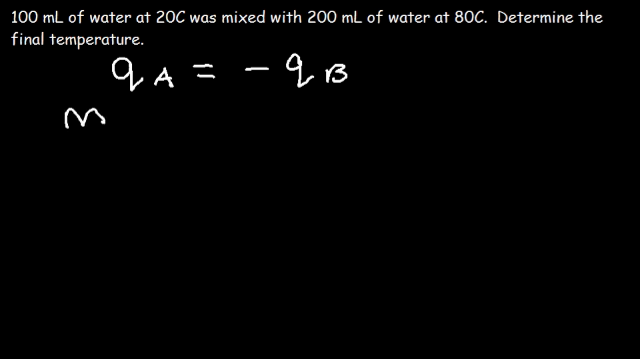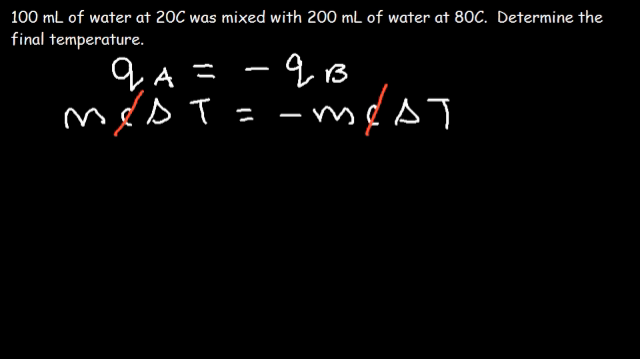So Q equals MCΔT. And let's plug in the information that we have. Now the heat capacity for water is the same. It's 4.2, which means we can cancel C because the substance is the same. If it's different, we can't cancel C. Now, the density of water is about 1 gram per milliliter. So 1 milliliter of water is the same as 1 gram. So 100 milliliters of water is basically 100 grams of water.